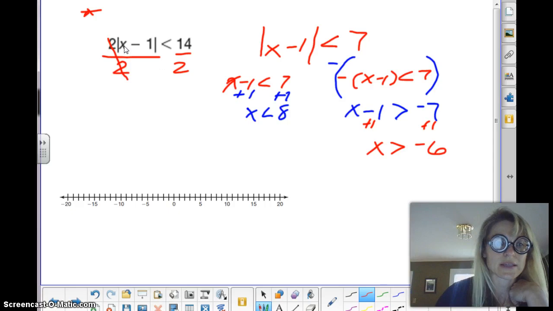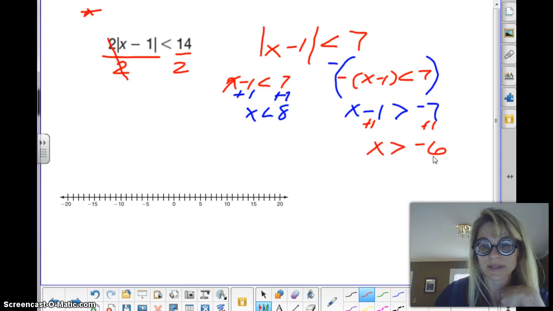I could plug this in here, and that would give me negative 7. The absolute value would give me 7, right? Times 2 is 14. But it says less than that. So I can't actually plug in negative 6. It says negative 6, I have to plug in something greater than that. Because this does not include negative 6, so you can't plug this in. Because it has to be something bigger than negative 6.